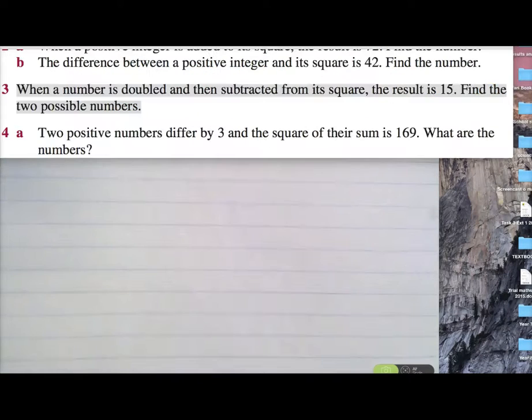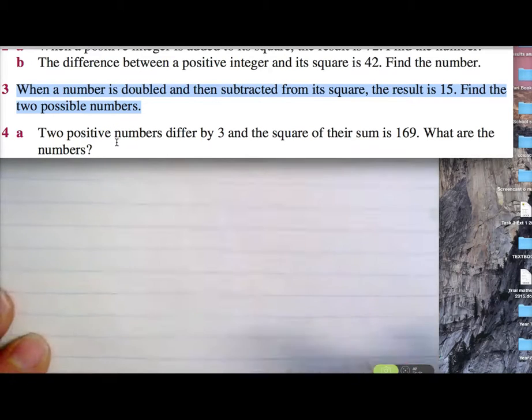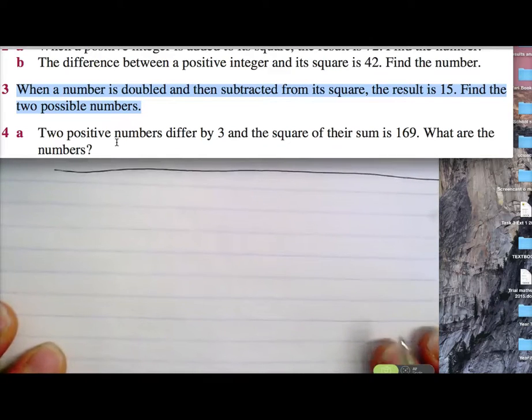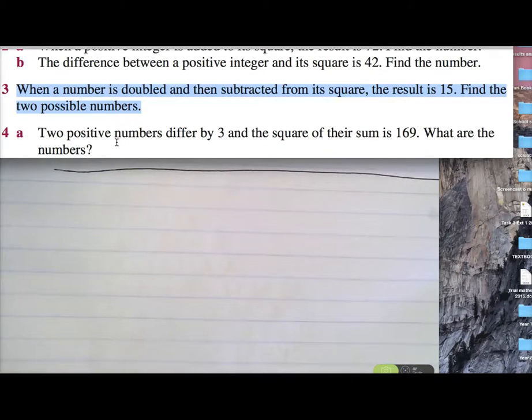Highlighted question 3 up there. When a number is doubled and then subtracted from its square, the result is 15. Find the two possible numbers. So please write that down, question 3. When a number is doubled and then subtracted from its square, the result is 15. Find the two possible numbers.